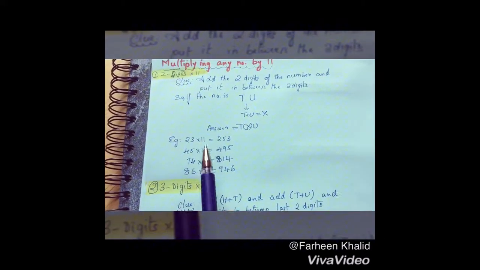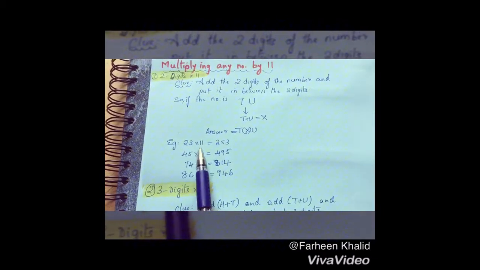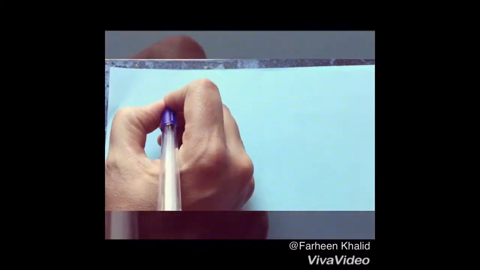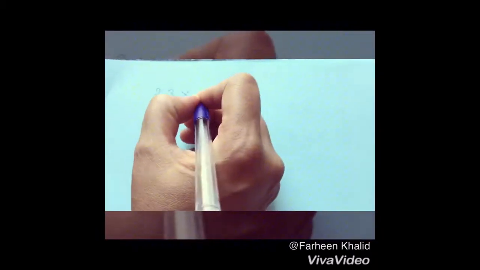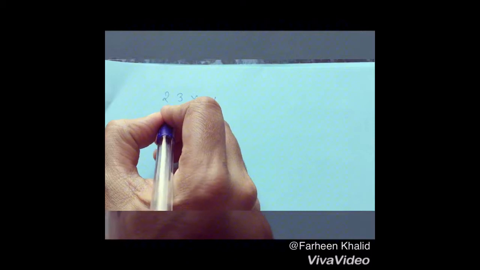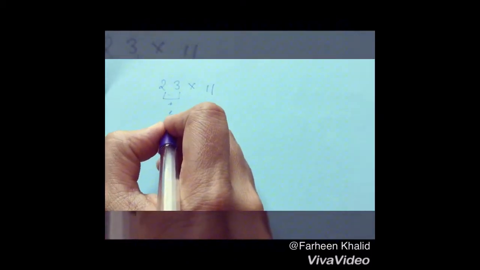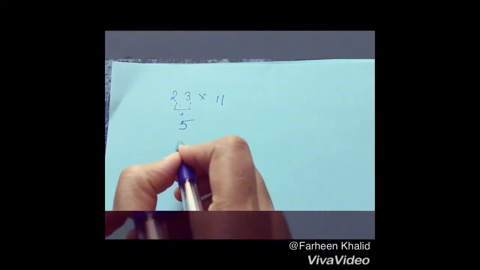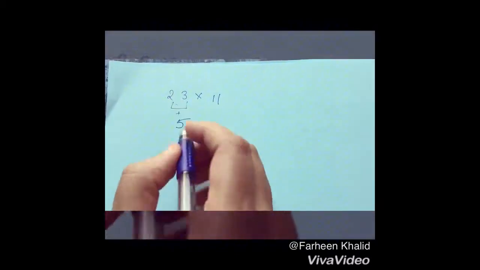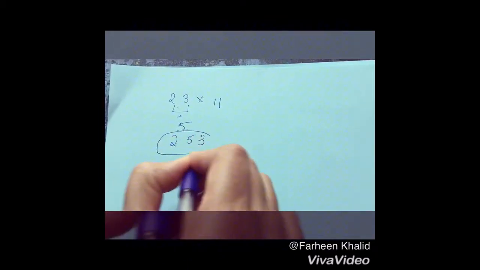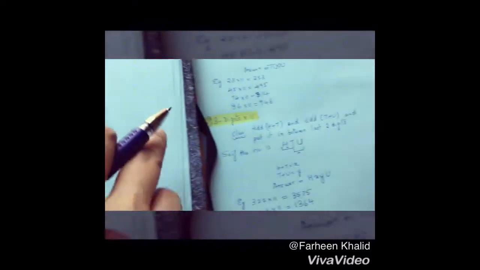Now let's take the first example, which is 23 times 11, that is 253. In the case of 23 times 11, what do we do? We do 2 plus 3, which is 5. Now we just put this 5 in between the 2 and the 3. So 253 is your answer.